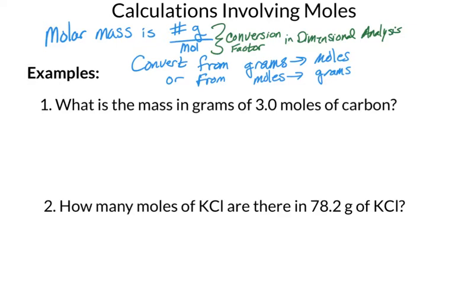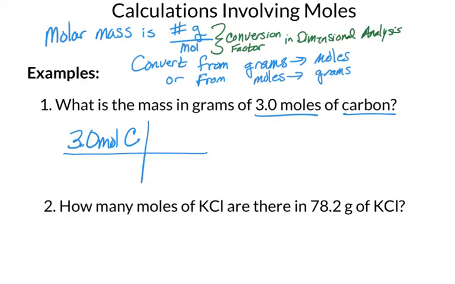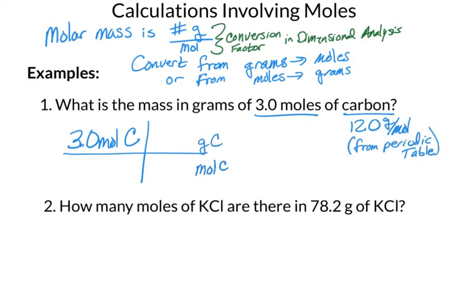So let's look at the first one. What is the mass in grams of 3 moles of carbon? To do this problem, you're going to start with your 3 moles of carbon. That's the thing that we know. We're going to use that conversion factor of grams per mole to turn it into grams. So in this case, we have 3 moles of carbon. We know that the molar mass of carbon is 12.0 grams per mole, and so we want the moles to cancel. We put the grams on top, and our answer will be 36 grams of carbon.